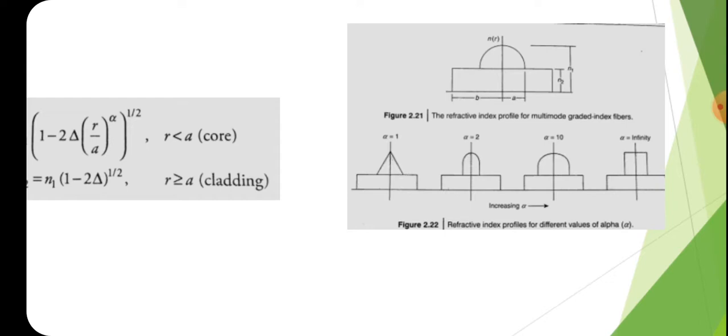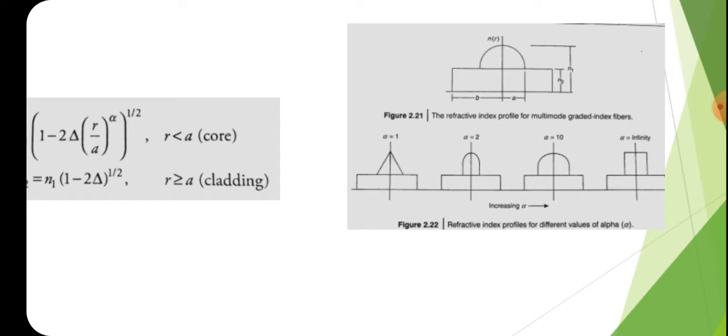Okay, and in this figure the profile parameter alpha determines the shape of the core's profile. As the value of alpha increases, the shape of the core's profile changes from the triangular shape to step, as shown in the figure.